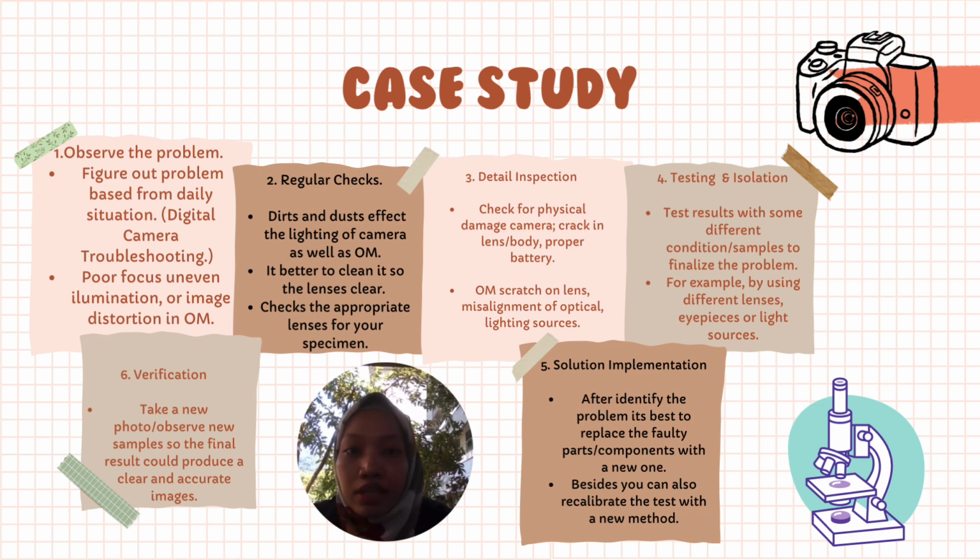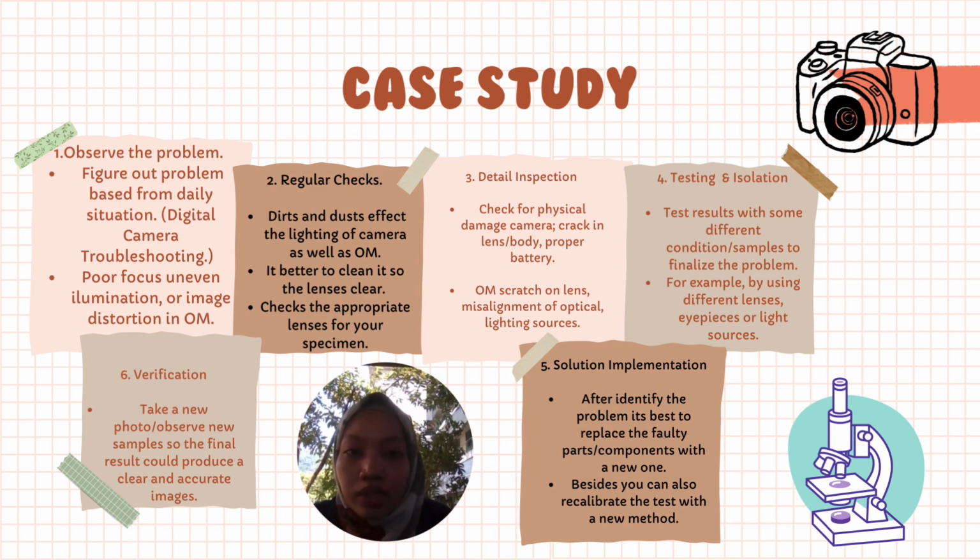And next, detail inspection. Check for physical damage, such as cracks in the lens or body of the camera, and the battery. For OM, it might have scratches on the lens, misalignment of the optics, and the lighting source. Next is testing and isolation. Test results with different conditions or samples with OM to finalize the problem, for example, by using a different lens, eyepiece, or light source.